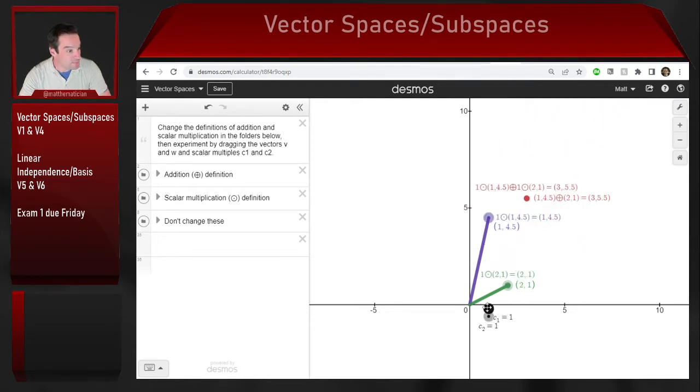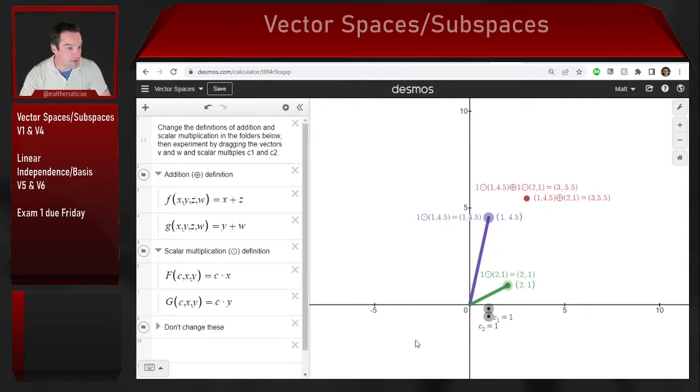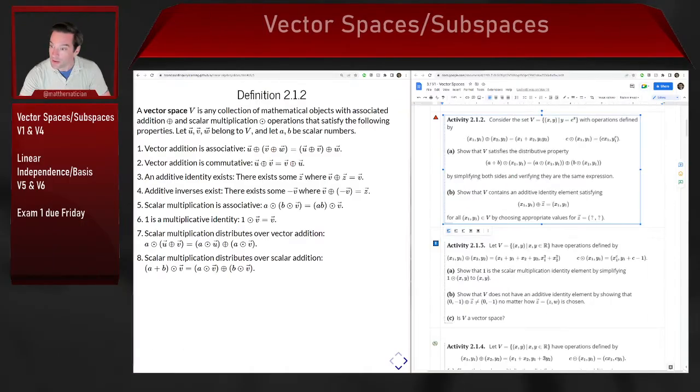And what we can do is actually define addition and scalar multiplication differently by opening up these folders and playing around with these formulas. So if I wanted to match the activity that we're working on here, 2.1.2, I might want to define my addition operation as, well, I'm going to add the first two components. So that's what this f function is doing, x, y, z, w. The first component is x plus z. But then I want to multiply the y components. So instead of y plus w here, I want y times w.